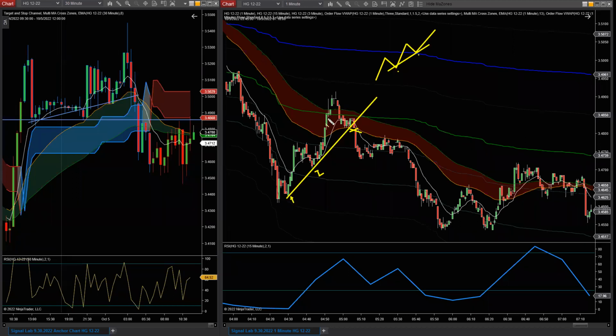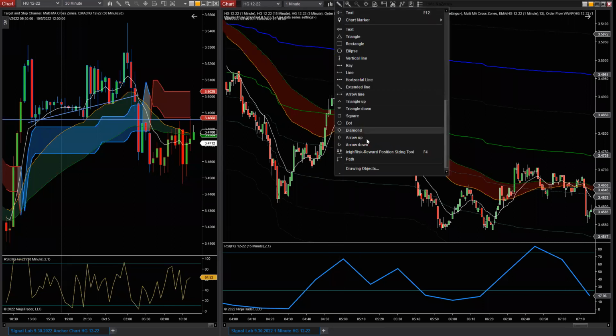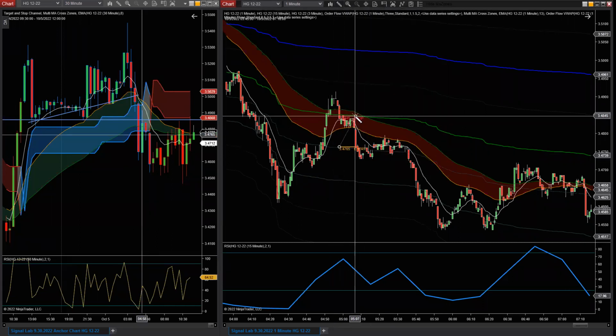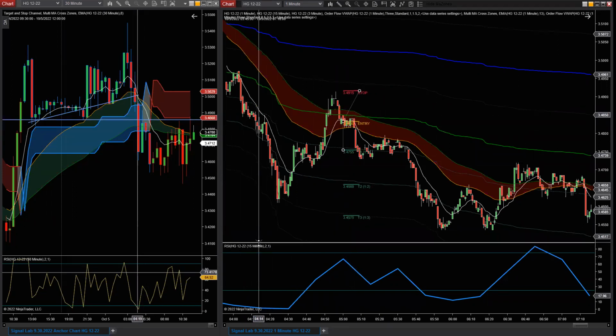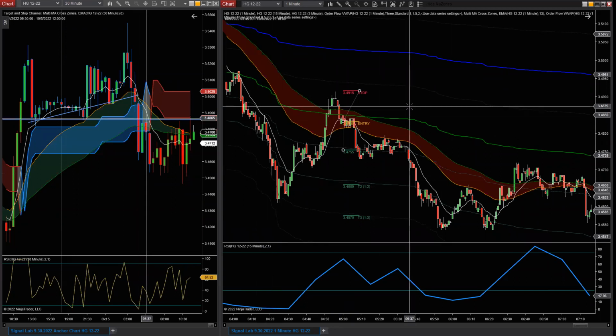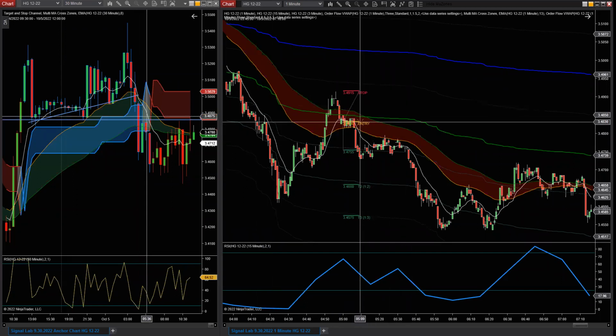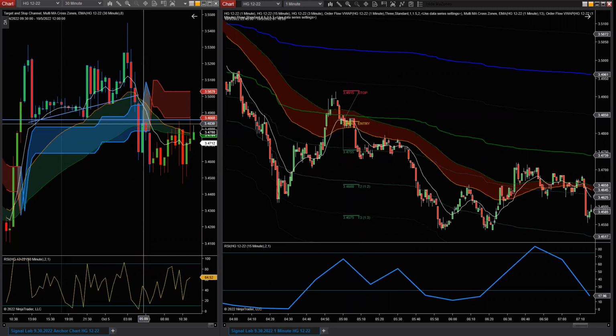And you've got location here, but usually you can get in a little bit early right in there. So a close back below this 13 EMA would have got you short right in there. And then your targets would look something like this. Okay, so if you shorted it on the close back below, there's your trade right there. And it doesn't matter what market it is.